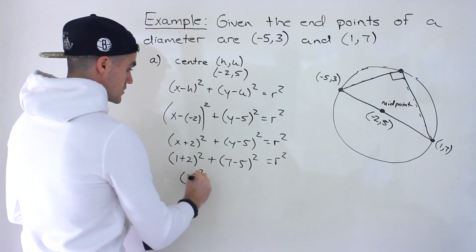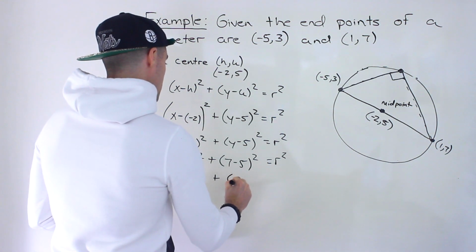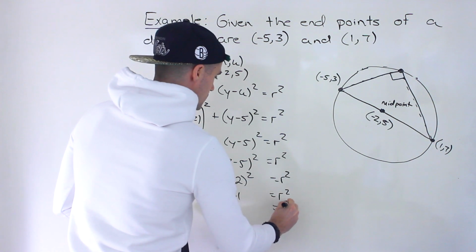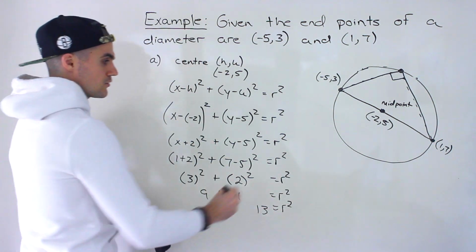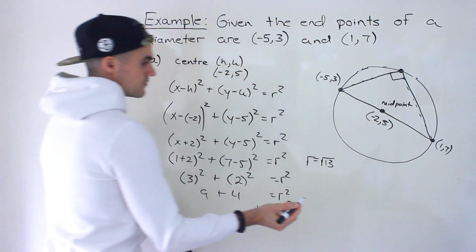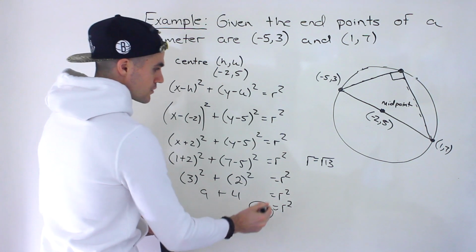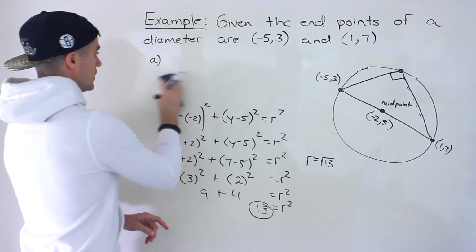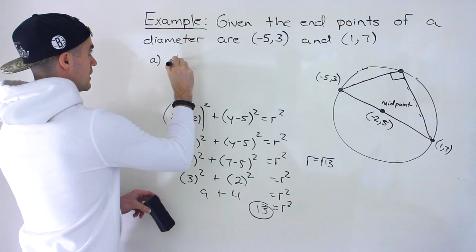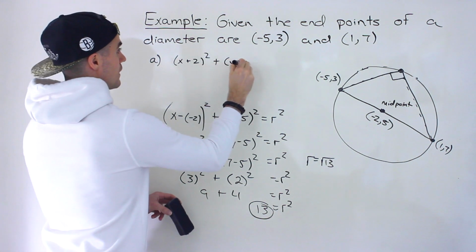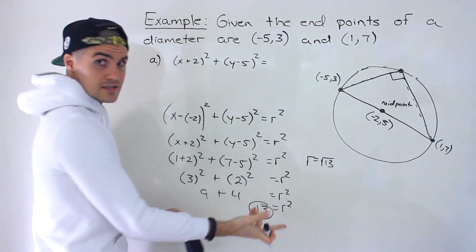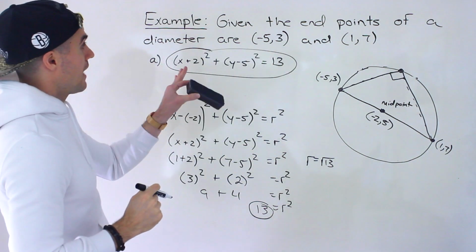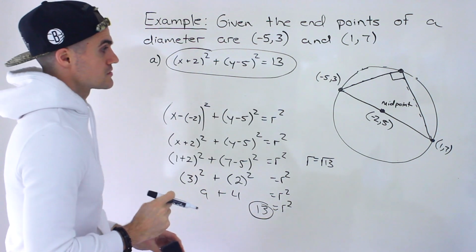So in this case, we'll have 3 squared plus, what would this be, 2 squared? So we'd have 9 plus 4. So r squared is equal to 13. So the radius is root 13. They didn't ask for the radius though, they asked for the equation, so you could actually just plug in 13 for the r squared. Okay, so writing the equation out over here, we would have x plus 2 squared plus y minus 5 squared, and then r squared is that value of 13. And so that there is the equation of a circle that has a diameter with those endpoints.